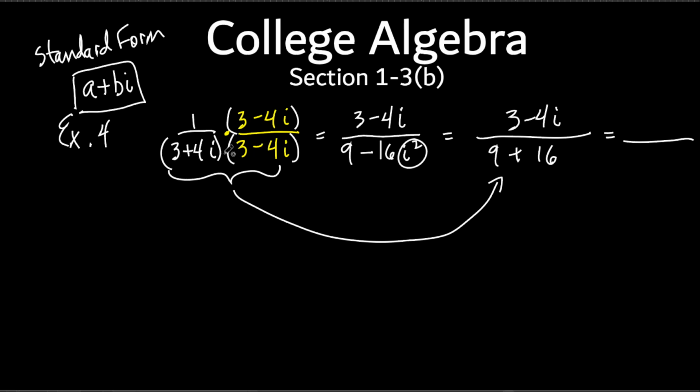Yeah, when you multiply by the conjugate, it's always going to be this. Different numbers, obviously, but it's going to be the same idea. So what's on top? 3 minus 4i. What's on the bottom? 9 plus 16?